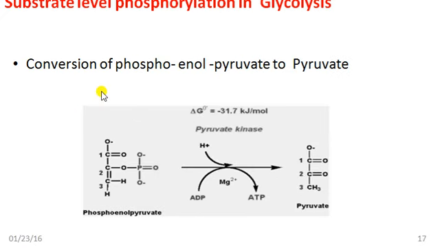Another example of substrate level phosphorylation is the conversion of phosphoenol pyruvate to pyruvate. It contains one phosphate, and phosphoenol pyruvate is converted to pyruvate by the enzyme pyruvate kinase. Here also magnesium 2 plus. As I said, the adenosine diphosphate utilizes magnesium 2 plus ions in the formation of ATP. It's the key.